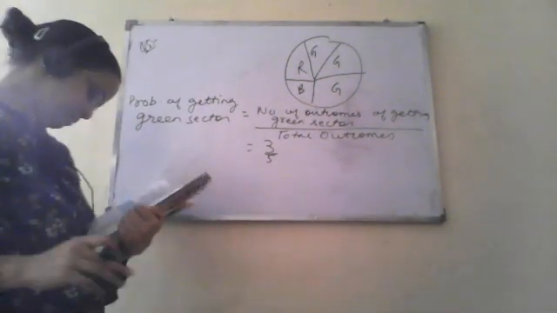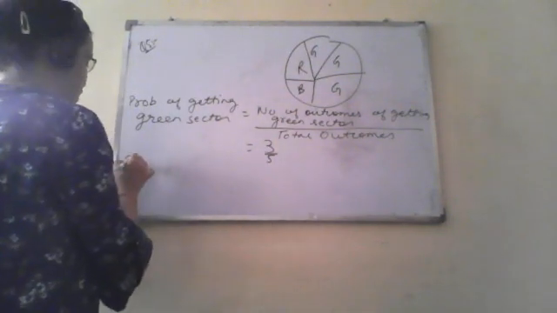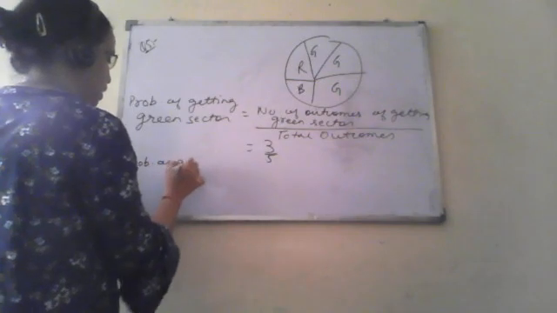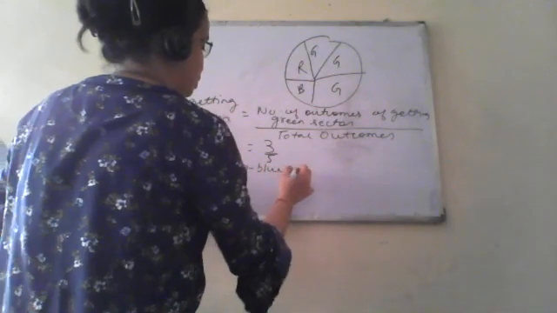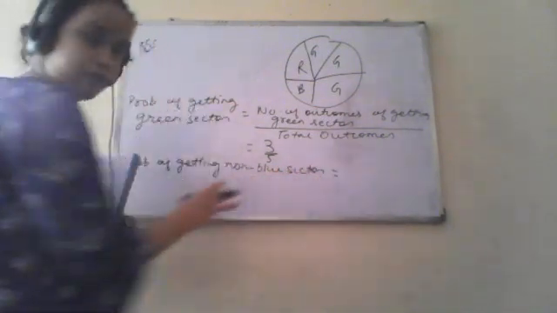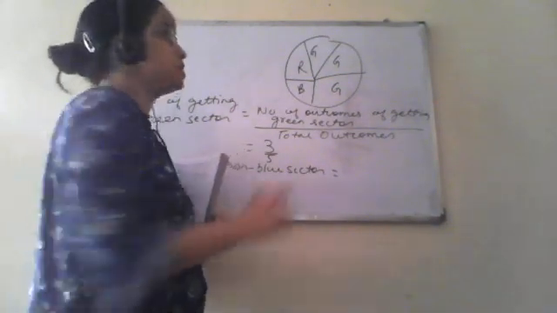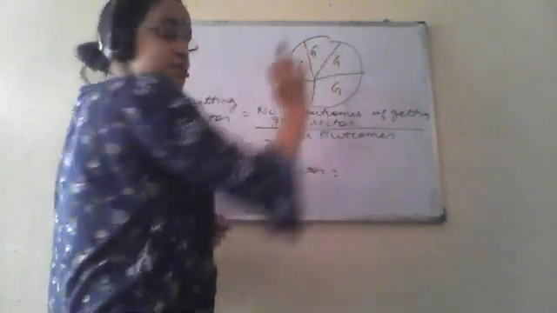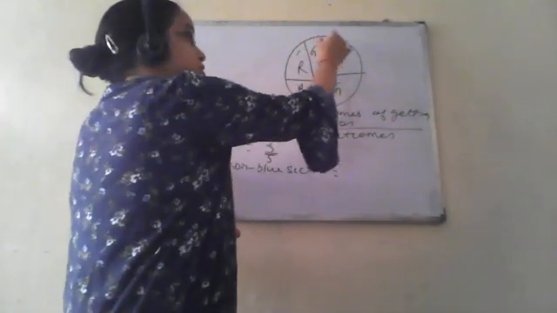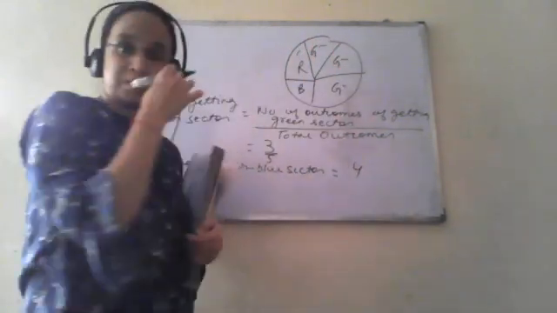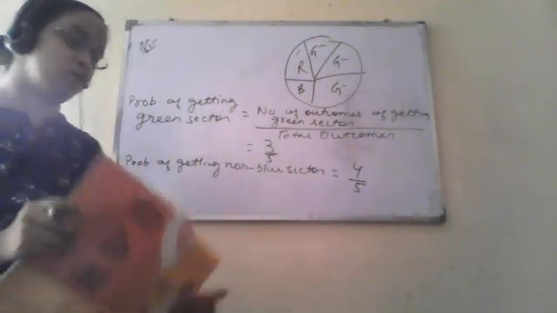Now its second part, what is the probability of getting a non-blue sector? Probability of getting non-blue sector will be number of outcomes related to this event upon total number of outcomes, that is clear. Non-blue sector means either any of these 3 green sectors will come or the red can also come. So there are 4 outcomes upon the total number of outcomes, 5. So the probability of getting a non-blue sector will be 4 upon 5.